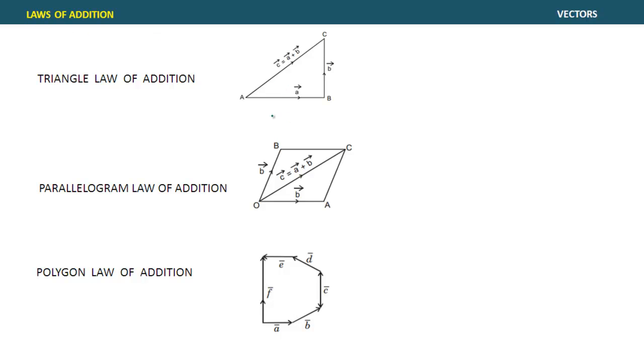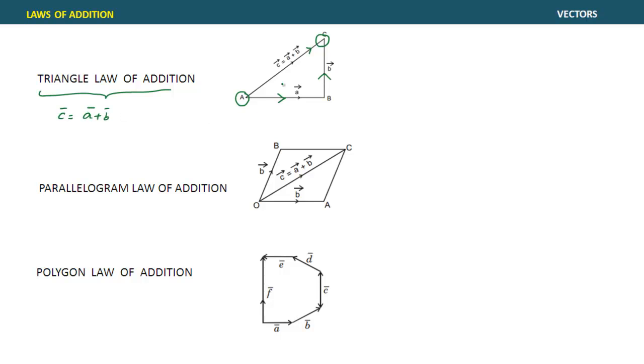So first of all, the laws of addition. The triangle law of addition, again, you have done this, so we'll do it very quickly. The triangle law of addition says that if this is a vector whose head is meeting a vector which has its tail there, then the third vector, which has its tail meeting with the first vector and head meeting with the head of the other vector, will be the resultant of these two. So the C vector is nothing but A plus B vector.